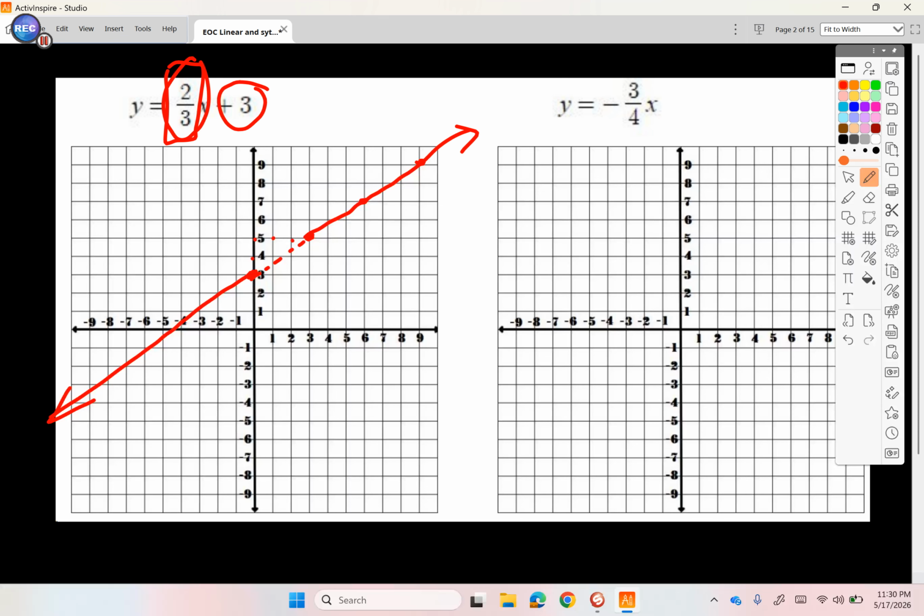Right? Let's say that was an inequality. So let's change this right now to y is greater than or equal to, same exact equation.